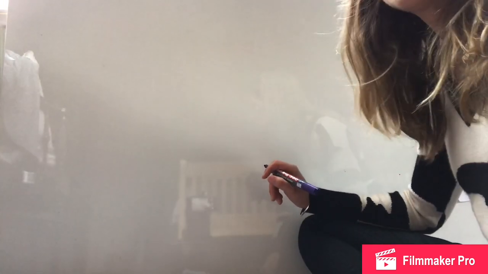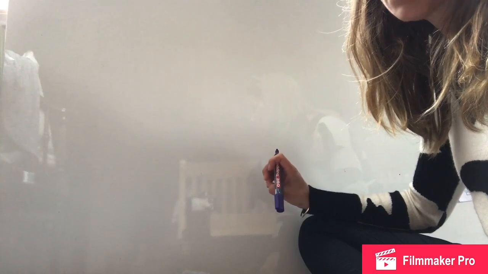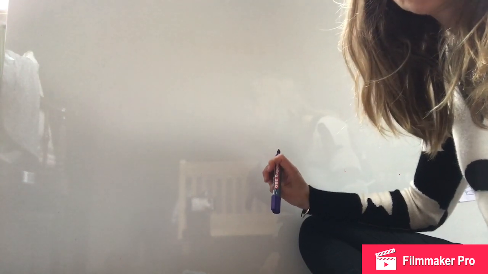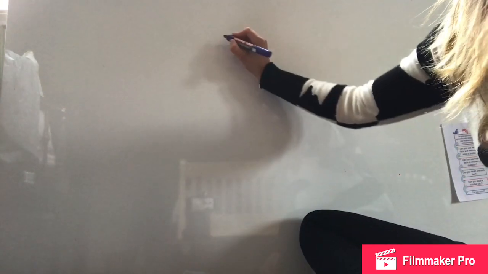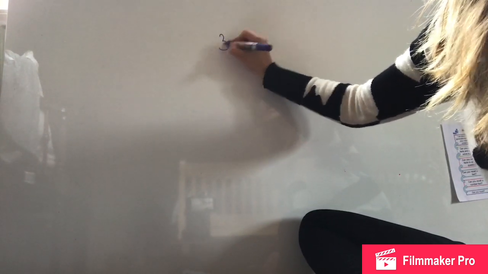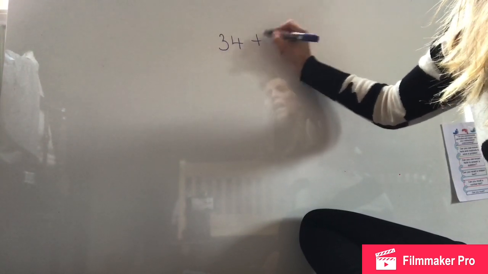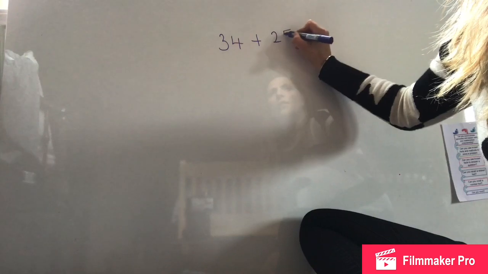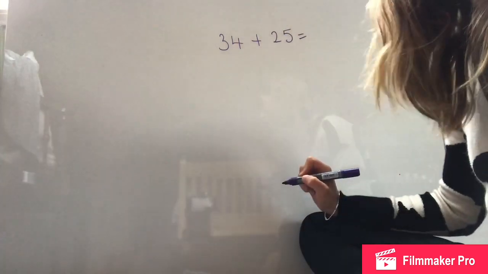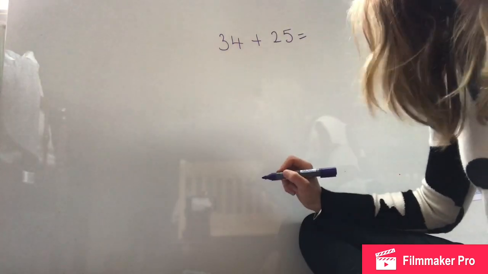I'm going to give you an addition problem first, and I'm going to go through the formal method with you, and at the end of this video I'm going to leave you with some problems to solve. Okay, so the first one I'm going to give you is 34 add 25 equals. Okay, so we're going to set it out in the column method.